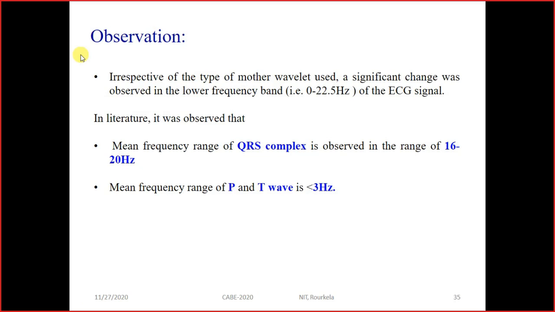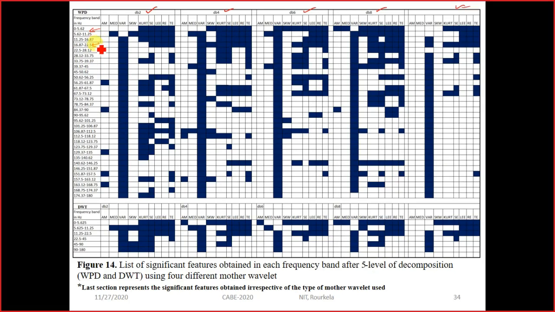And why is that so? That is because the QRS complex has a frequency component within 16 to 20 hertz, and the P and T wave frequency is below 3 hertz. So due to this reason, in these areas the features were quite higher as compared to the other feature sets. So this was for the WPD and this one is for the DWT.